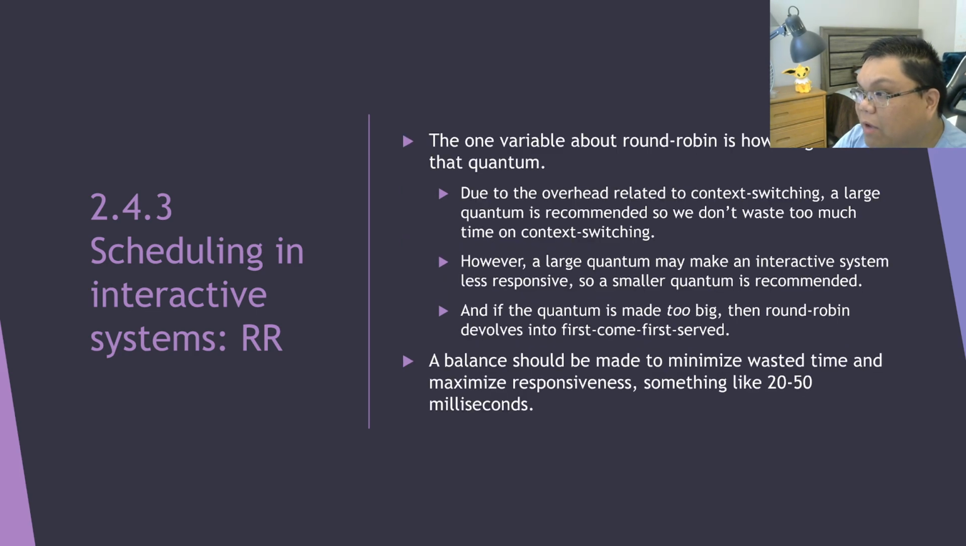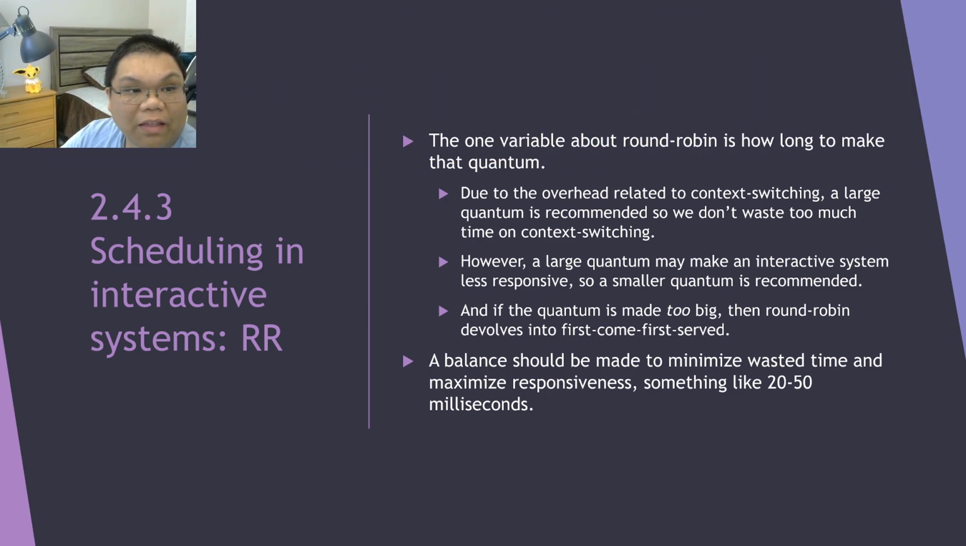The one variable about how round robin works is how long to make that quantum. Due to the overhead related to context switching, a large quantum is recommended so we don't waste too much time on context switching. However, a small quantum is recommended to make sure that an interactive system is responsive. And if the quantum is way too big, then round robin devolves into first come first serve.